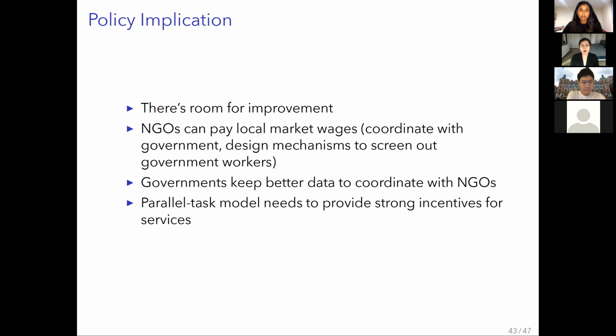So what are the policy implications? And this we can talk about in the next 20 minutes. To me, what I learned from this is that there's a lot of room for improvement. NGOs are really good at fulfilling their original mission and doing some really valuable things for the poor, but there's room for improvement. NGOs should really pay attention to the calls to coordinate with the government and to pay local market wages.